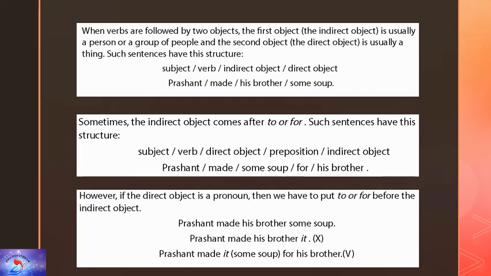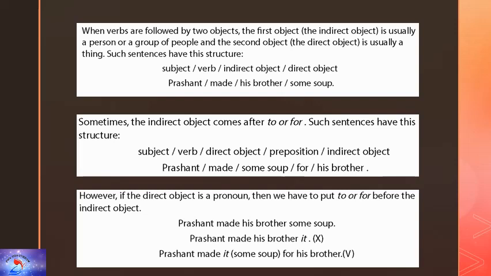So the example, Prashant made some soup for his brother. So Prashant is the subject, made is the verb. The direct object, some soup, comes after the verb. And after the direct object follows a preposition. And after the preposition, the indirect object is placed.